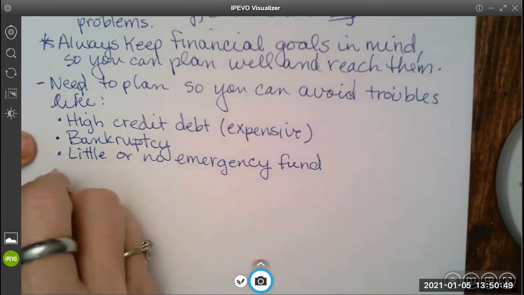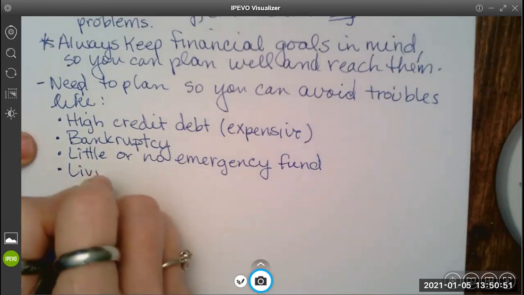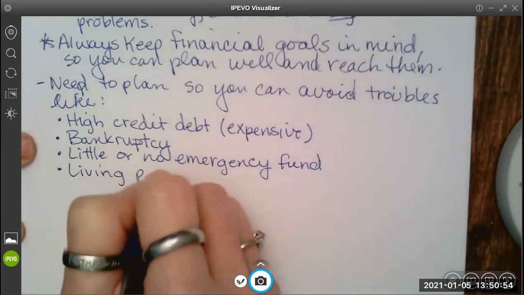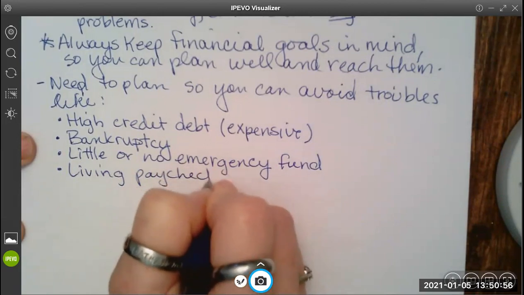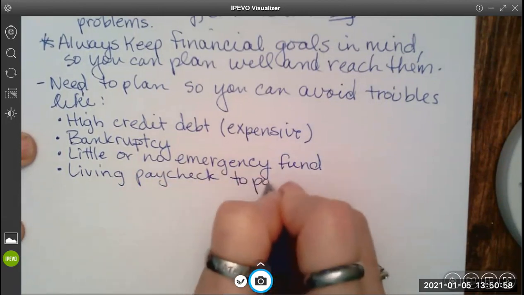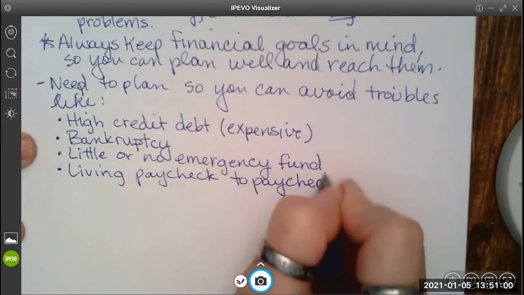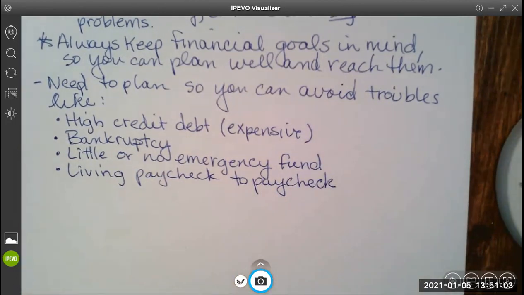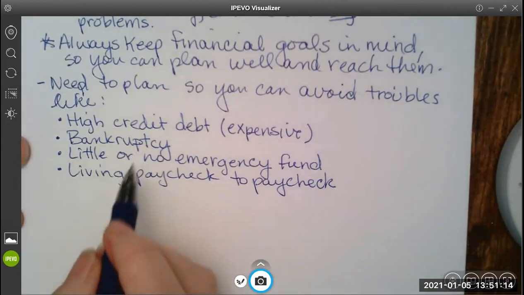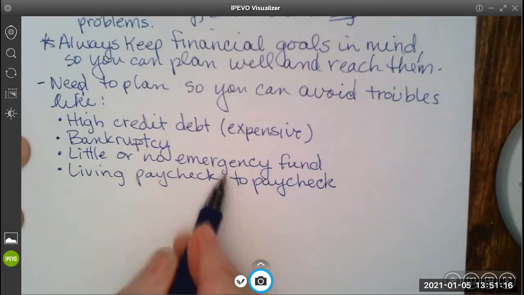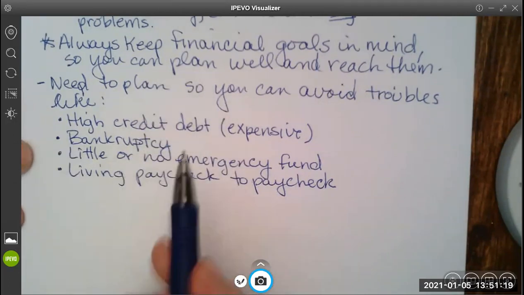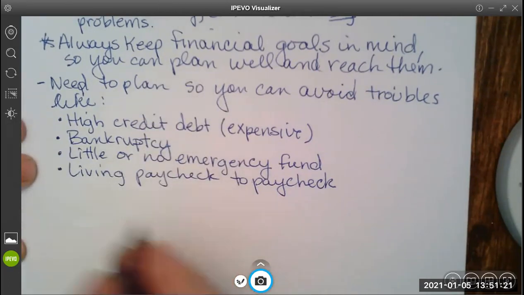Last thing is you want to avoid living paycheck to paycheck, barely scraping by, not able to do anything fun. You have no extra money for anything. Okay. You don't want that. It doesn't make for the most pleasant life. Okay. And the way you avoid having this paycheck to paycheck is you make your plans and you stick to your plans. Okay.